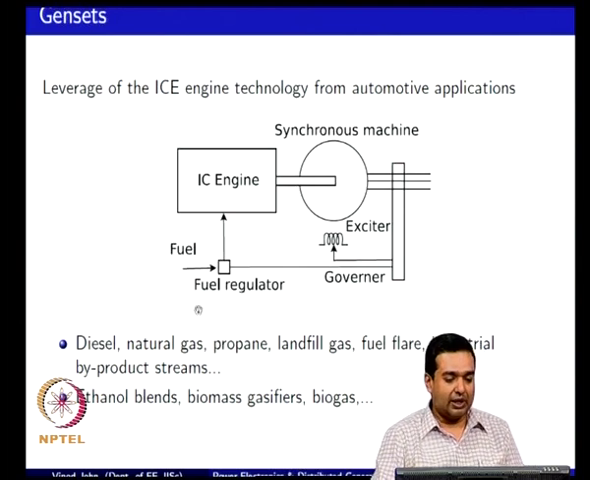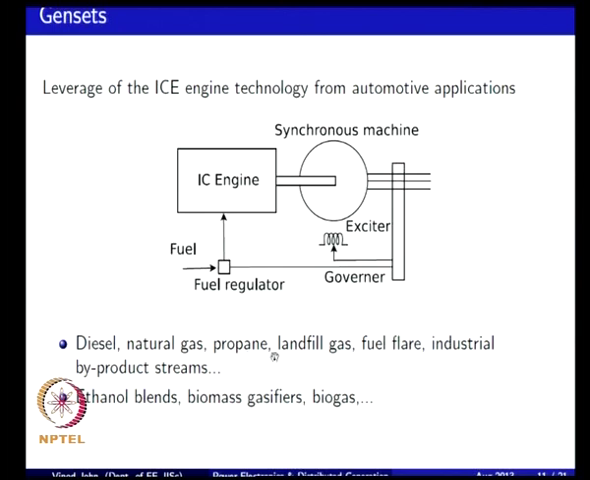And if you look at the system, the fuel can be a variety of fuel: diesel, natural gas, propane, it can also be landfill gas, fuel that is flared out in some chemical processing, industrial byproducts, etc. It could also be agricultural byproducts, ethanol blends, biomass, gasified biomass or biogas. So, you could have a variety of fuels, and in the genset what you do is you provide the fuel so as to regulate the speed of your machine, so that you maintain your 50 hertz frequency required by the AC grid or the load. So, you would have this machine operating at constant speed depending on the required frequency. Say if this is 50 hertz, you would have the corresponding speed depending on the pole number of the machine.